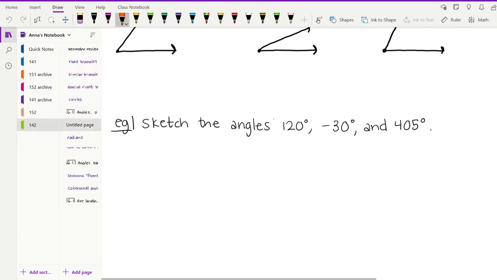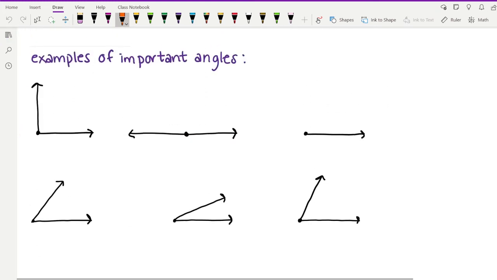Okay, so I want to look at some examples of important angles. Like I said, we're going to be working with angles a lot in this class, and there are certain angle measures that you really want to be familiar with, what they look like. Most of these, I think you probably already have some kind of gut feeling about what they look like. But if not, this is a good time to focus on getting used to these.